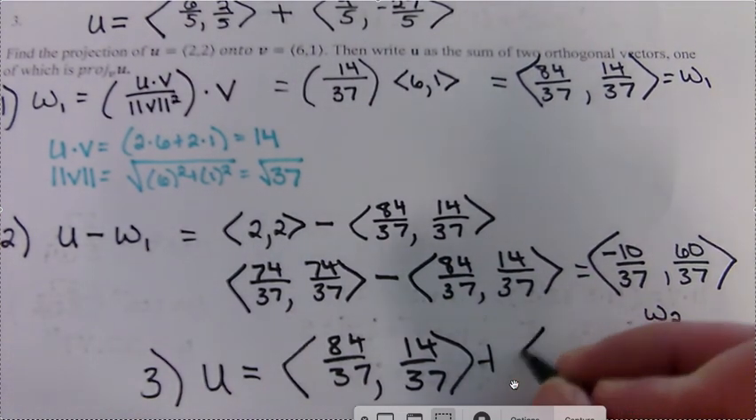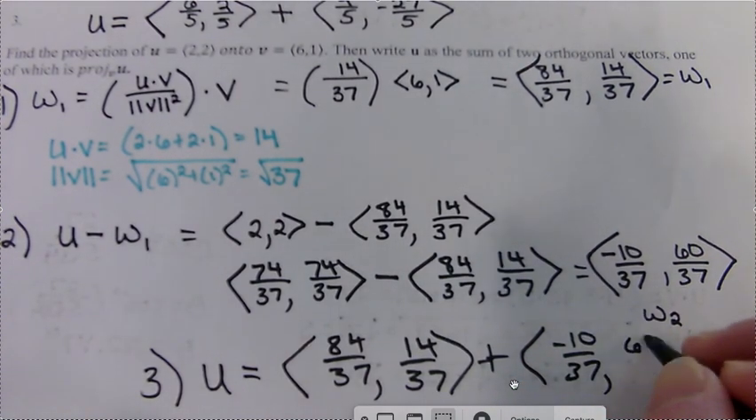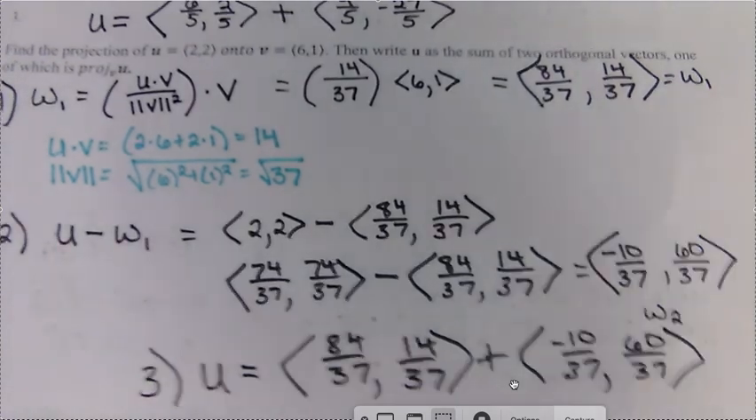Plus vector w2, and that's dot products.